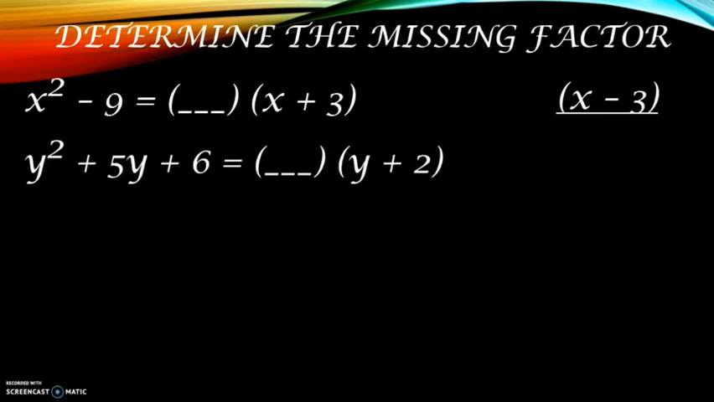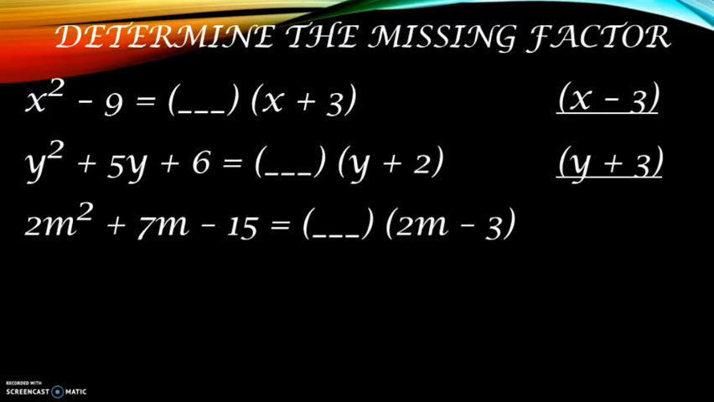How about y squared plus 5y plus 6? Given y plus 2 as one of the factors, what is the missing factor? Good job, it's y plus 3. How about 2m squared plus 7m minus 15? What is the missing factor? Very good, it's m plus 5.